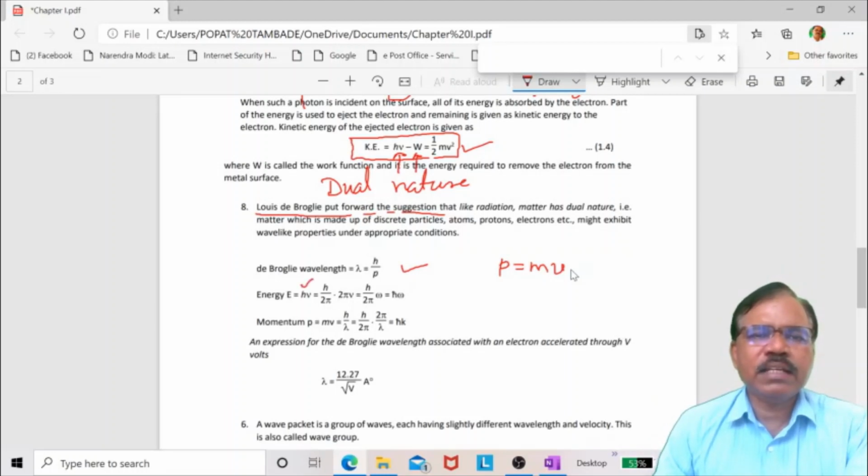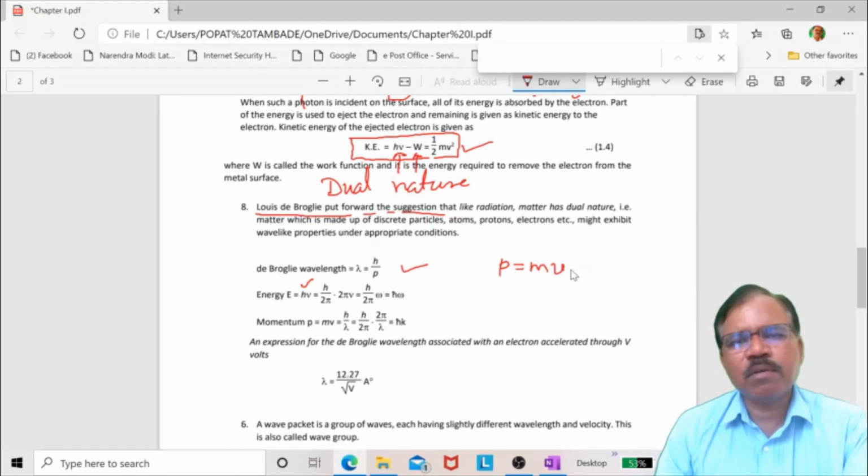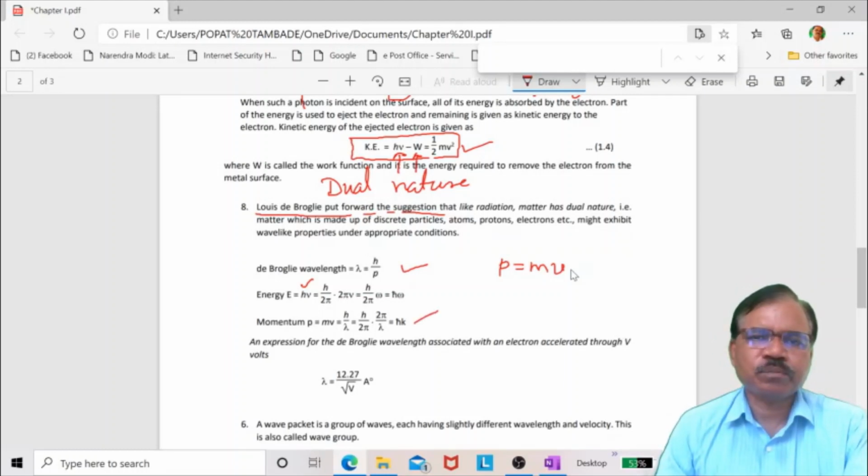And de Broglie gave the wavelength corresponding to that moving particle as lambda is equal to h upon p, where p is momentum of the particle, which is equal to mv, where v is velocity of the particle, m is mass of the particle. And energy can be written as E is equal to h nu, that is h upon 2 pi into 2 pi nu, so h upon 2 pi into omega, h bar omega, where h bar is called reduced Planck's constant. And momentum you can write mv is equal to h upon lambda is equal to h upon 2 pi into 2 pi upon lambda is equal to h bar k. An expression for the de Broglie wavelength associated with an electron accelerated through V volts is given as lambda is equal to 12.27 divided by root of V, in angstrom units.